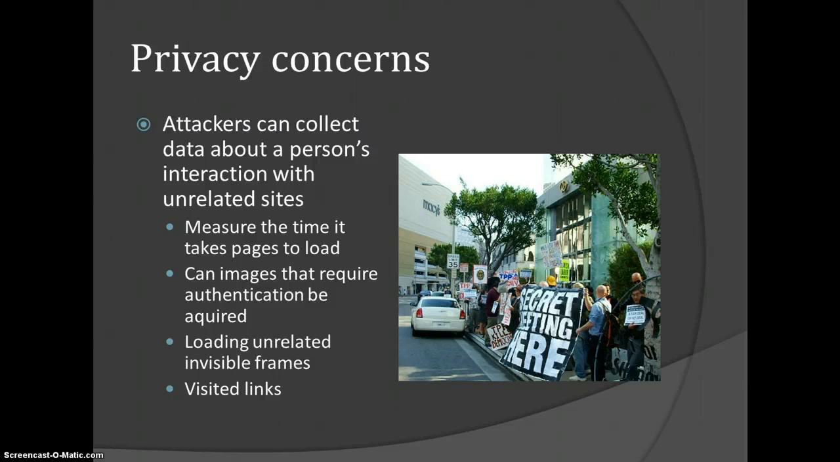Grabbing images that require authentication, the thought being if the image comes back, then that person is authenticated to the site.